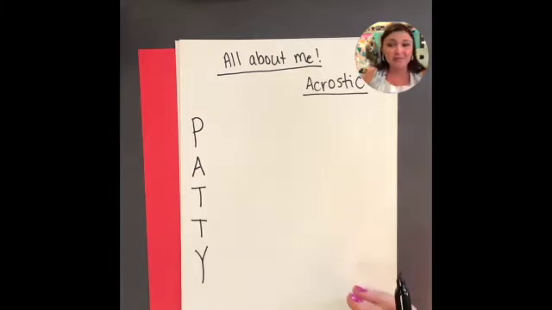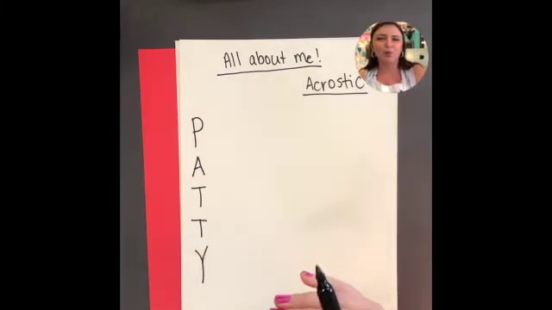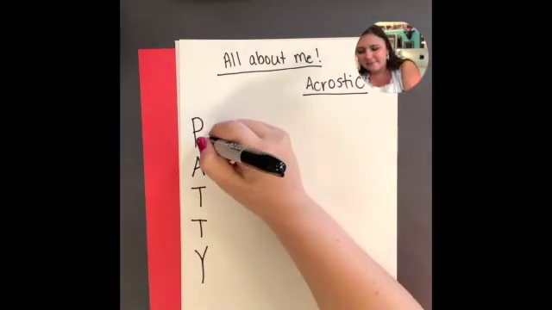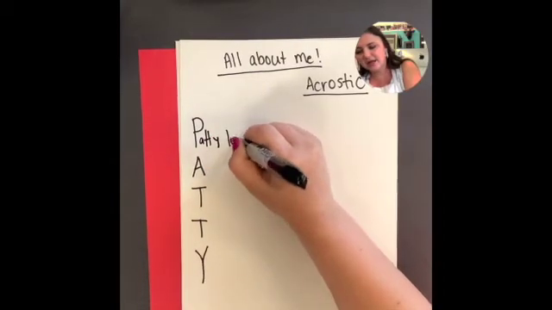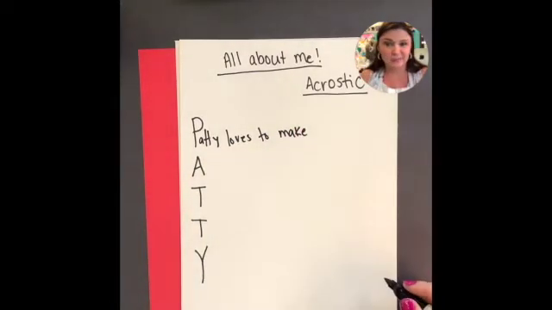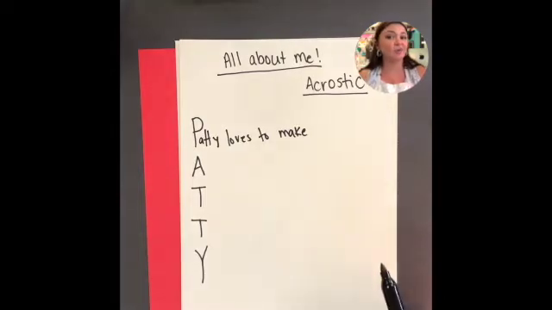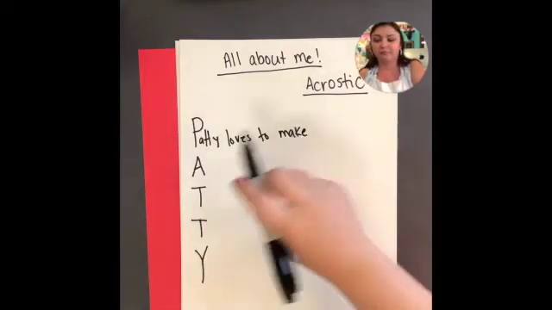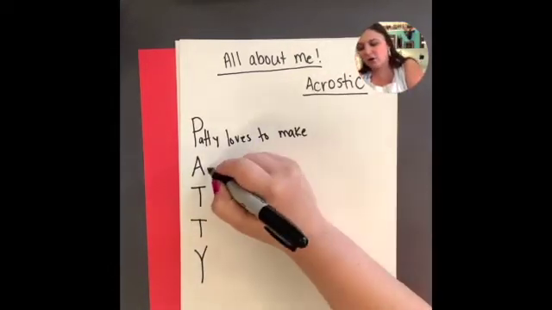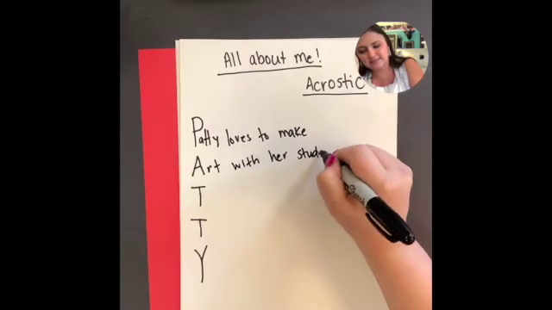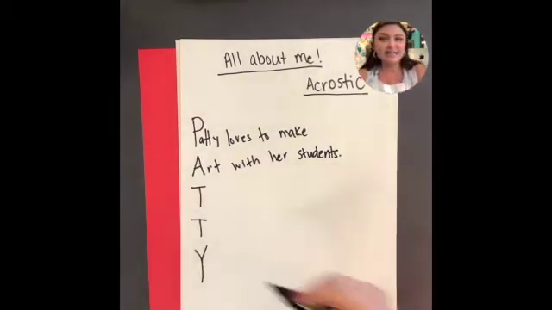If you want to get into intermediate, you're going to have to start thinking about words into sentences. For example, all about me. P. What sentence could I start with P? Patty loves to make. Now I stopped right there because I noticed that I like to do art and my next letter is actually A. So I could put Miss Patty, or Patty, loves to make art with her students. Period.